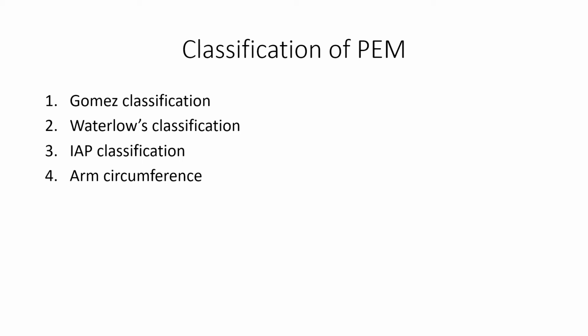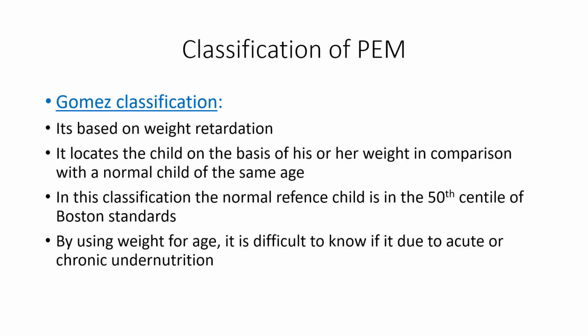Now, why is classification important? Classification is important because by classifying the child into different grades of malnutrition, the prognosis and also the treatment modalities of the child can be fixed, and it is easier for initiation and maintenance of treatment.